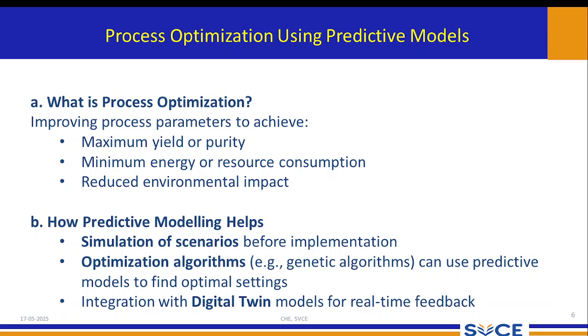Okay, coming to the next point, how predictive modeling helps. That is a very important question, right? Simulation of scenarios before implementation. Before I go for experimentation, I can do the simulation of scenarios before implementation. Optimizing the algorithm, for example a genetic algorithm, can use predictive models to find the optimal settings. Integration with digital twin models for real-time feedback.